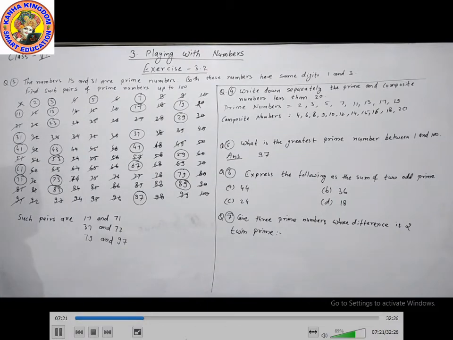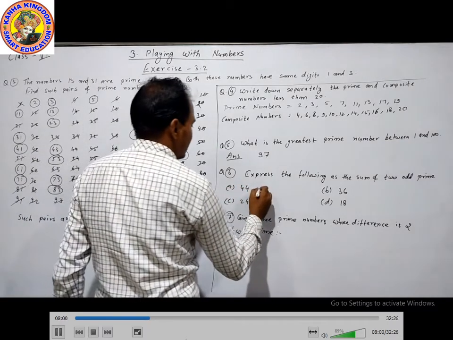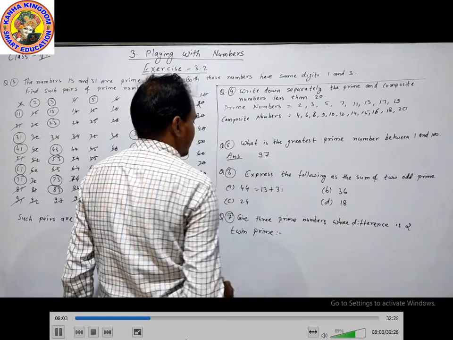Now question number 6. Express the following as the sum of two odd primes. 44 can be made by two numbers. 44 will be made by two odd numbers. So taking two numbers, 11 and 31, not possible. This is 42. Then 13 and 31, yes, this is our 44. So this can be written as 13 plus 31.